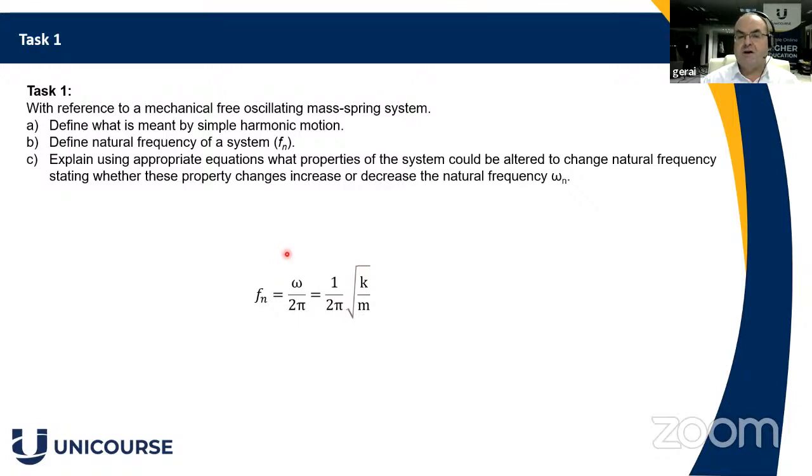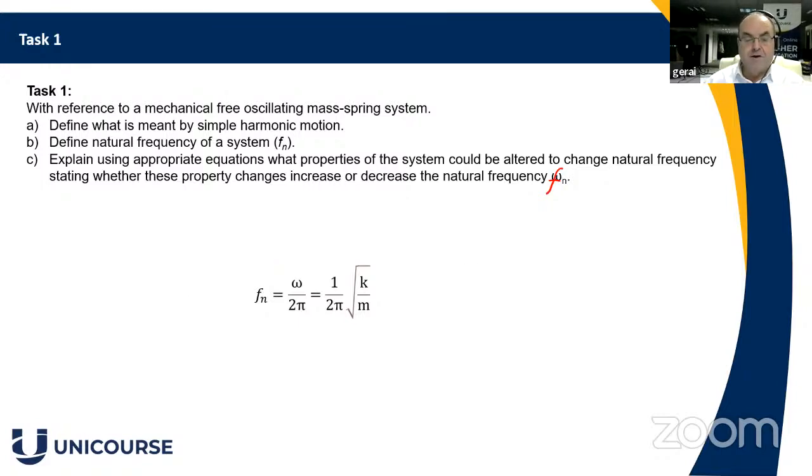Part C of that question was: explain using appropriate equations what properties of the system could be altered to change the natural frequency, stating whether these property changes increase or decrease the natural frequency. That should be Fn, by the way. I made an error there. So let's just change that. That should be Fn.